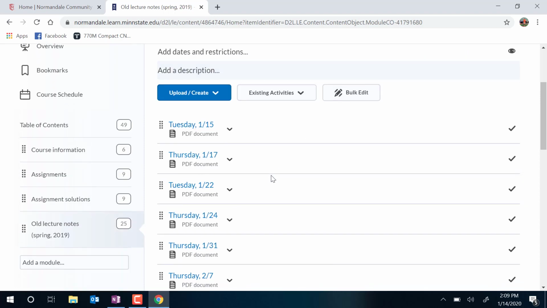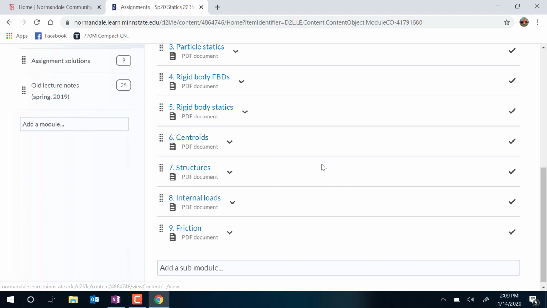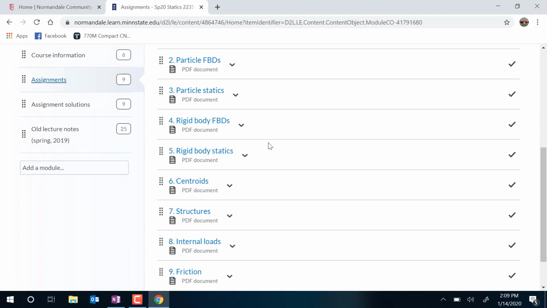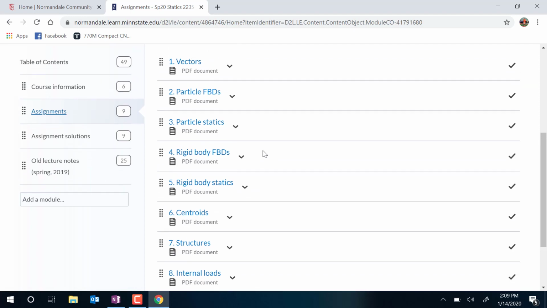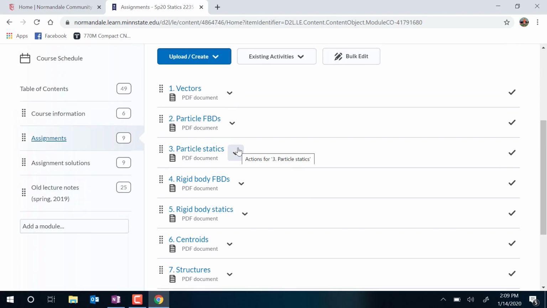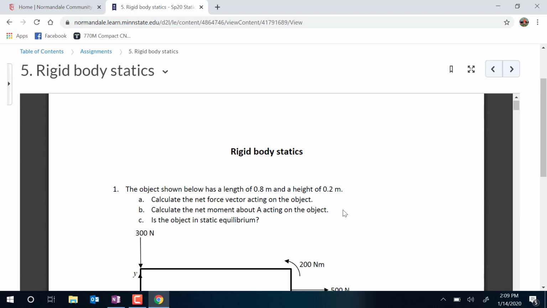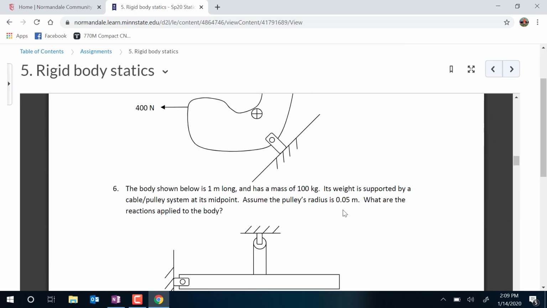And then I have the assignments and the solutions. The assignments are all of the problems that you'll be working on this semester. In statics, I think they're in pretty good shape, so I don't think I'm planning to make changes to these, but little by little I'll be looking them over. I think maybe the solutions are a little outdated, so if I have time to improve those a little bit, I might. If you go to one of these, it's just all the problems related to that topic.